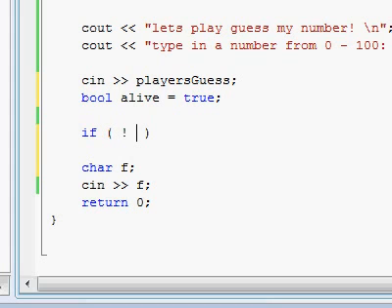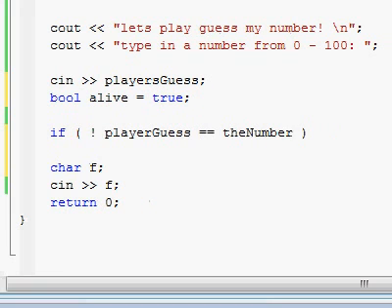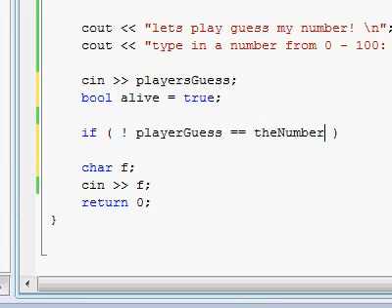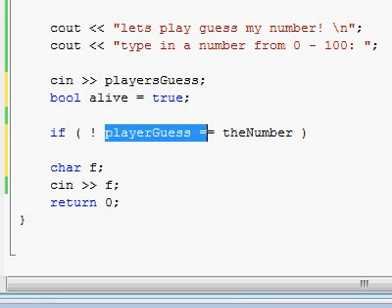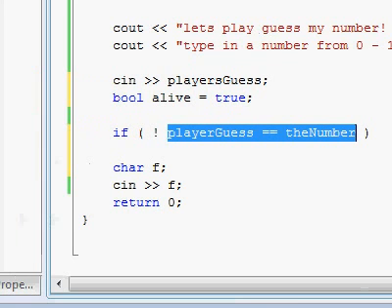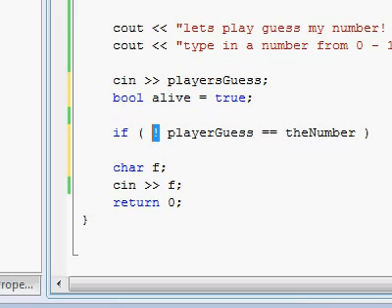For example, if for some reason you would like to test whether the player's guess is not the number, one way to do that is to test whether they equal and then add the not operator in the beginning.